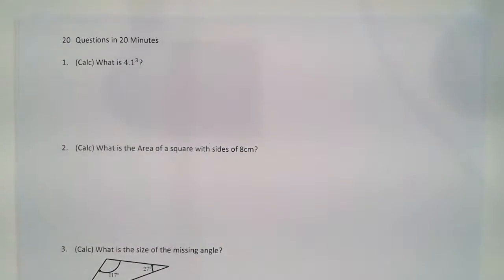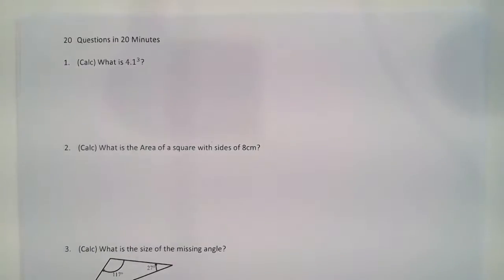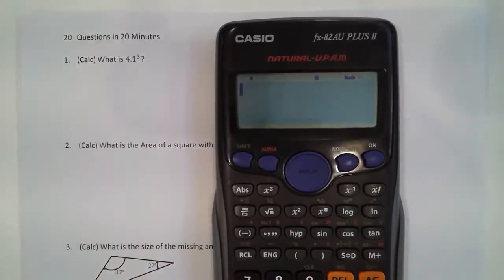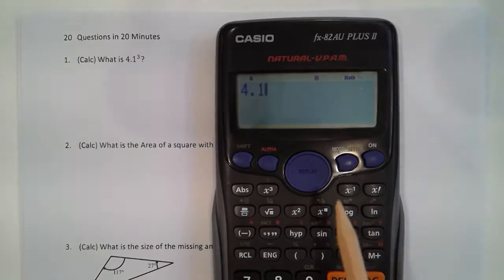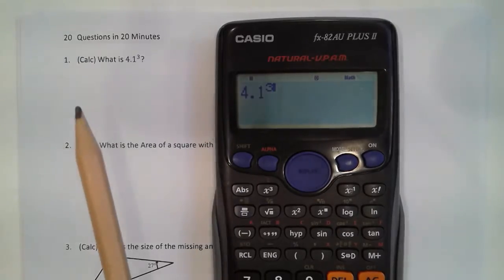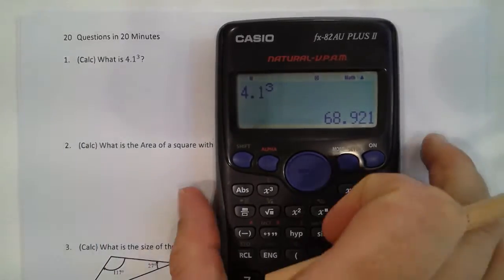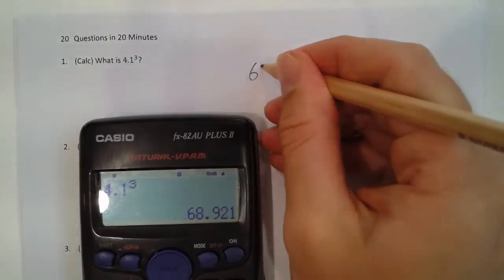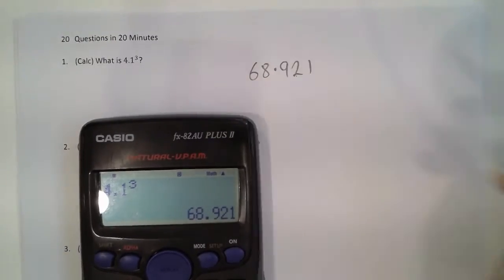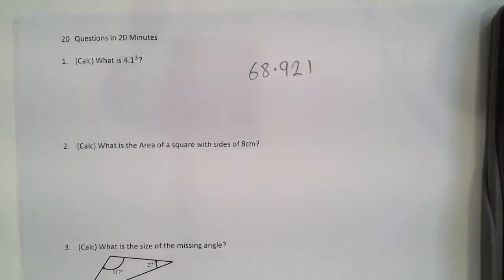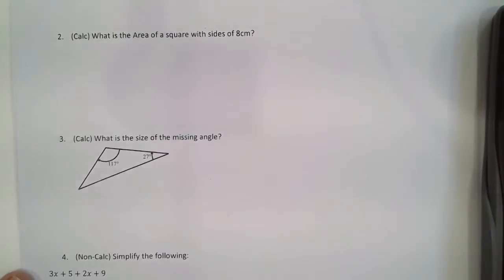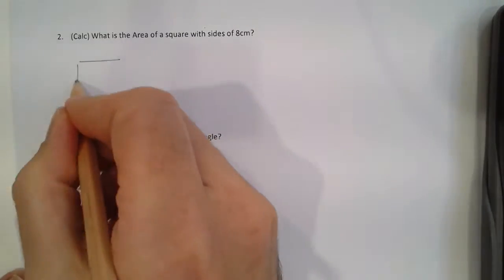Number one, on the calculate section, what is 4.1 cubed, or 4.1 to the power of 3? Using your calculator, you type in 4.1, your power button is just there, to the power of 3. Now, my display looks the same as the question. We press equals, we write the answer. 68.921, done.